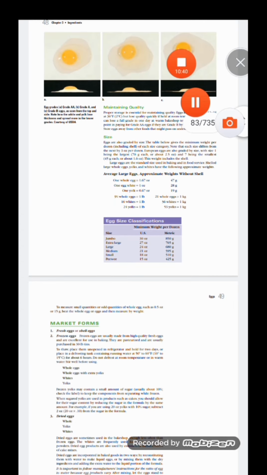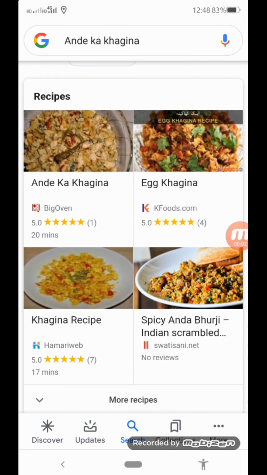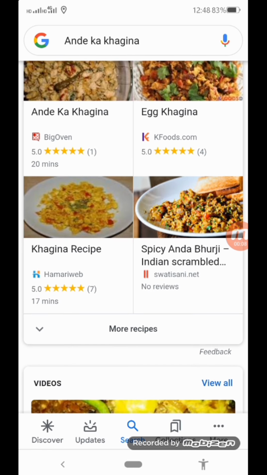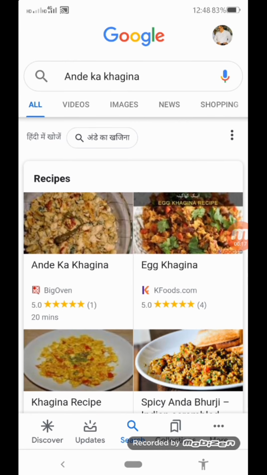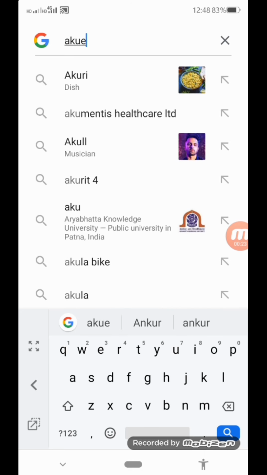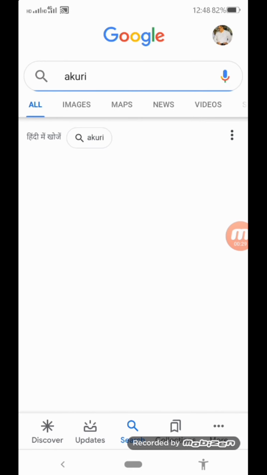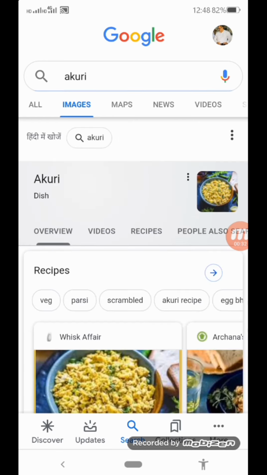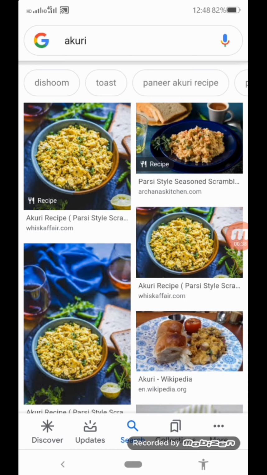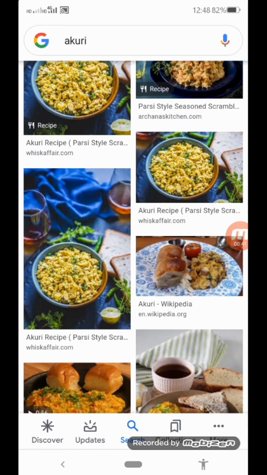33 and 17. Now when I say Ande ka khagina, these are the images that are returned to me by Google. So here you have Anda Burji also, that it says is close to Ande ka khagina. Or else, if you were to look at Akuri, Akuri also talks about pretty much scrambled eggs, and they are talking about Parsi style scrambled eggs actually, high on coriander, with turmeric and salt.